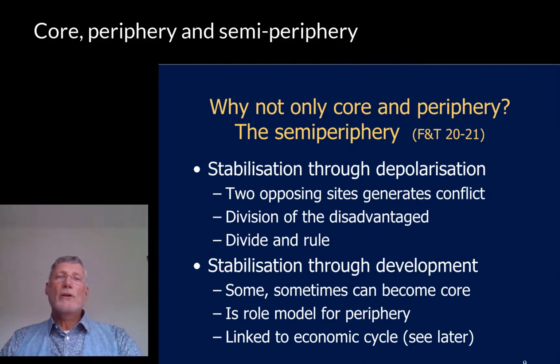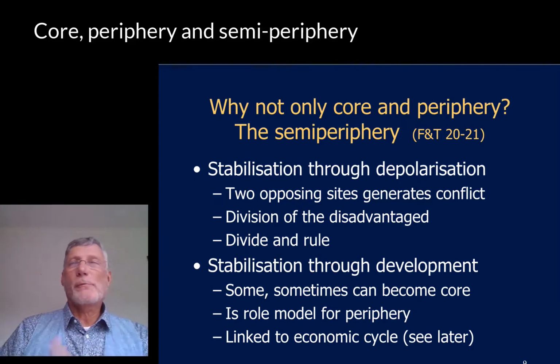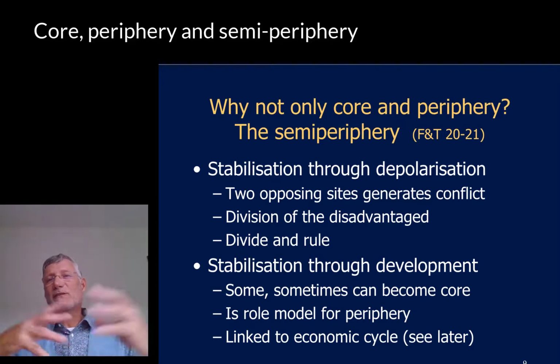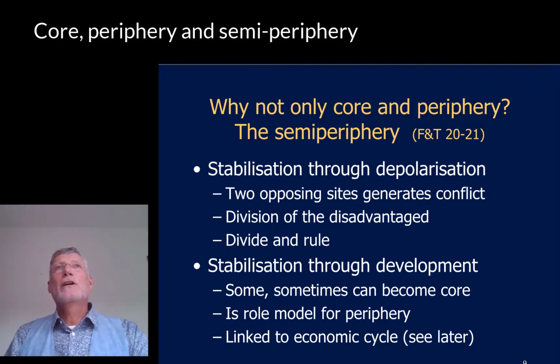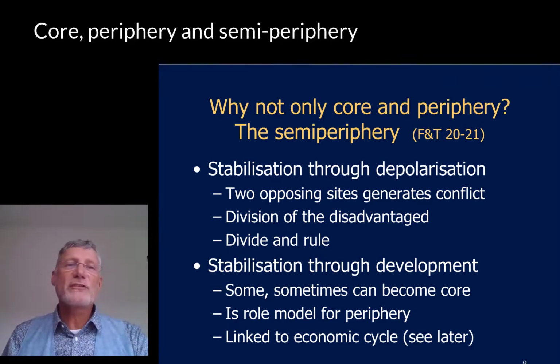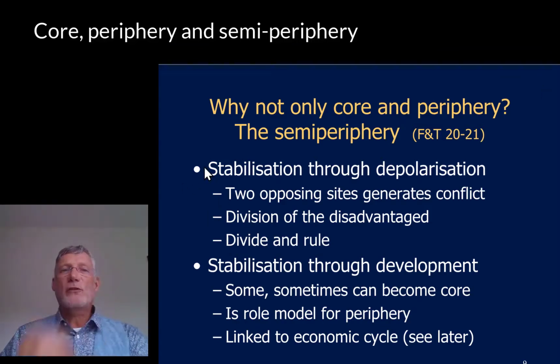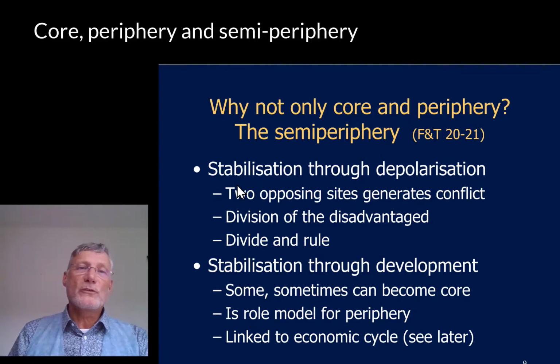So why not only a core and a periphery? Why is there also a semi-periphery? Doesn't it really fit? Are there areas where there's a mixture of it? It's a kind of confused distinction. Well, some argue that's the case, but Immanuel Wallerstein gives a really strong position towards the semi-periphery. It has an important position because it stabilizes. It's a structural argument. It stabilizes the world system through depolarization.